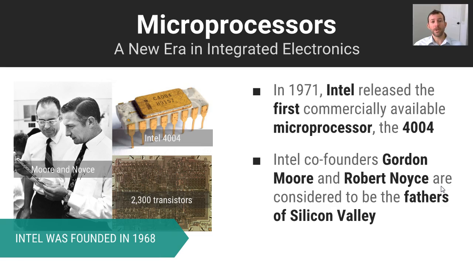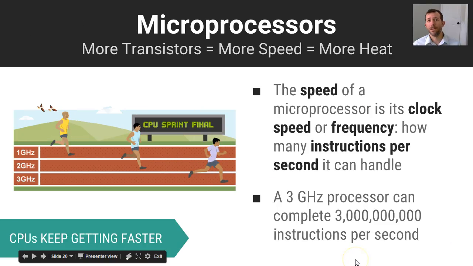Gordon Moore and Robert Noyce created Intel in 1968, and in 1971 they released the first commercially available microprocessor, the 4004. The 4004 looked like this little bug you see here, and it only had 2,300 transistors. Intel created, for all intents and purposes, Silicon Valley, and Noyce and Moore are considered to be the fathers of Silicon Valley.